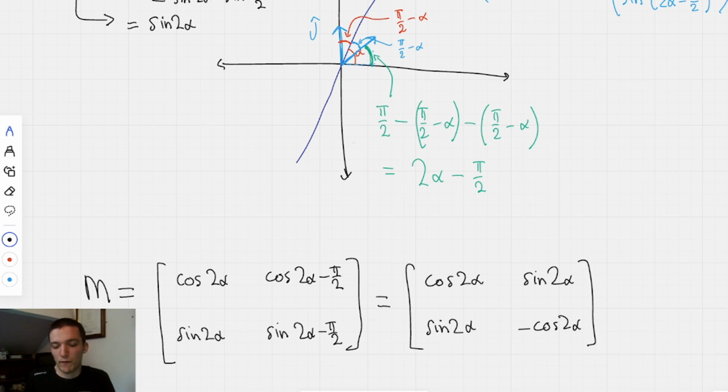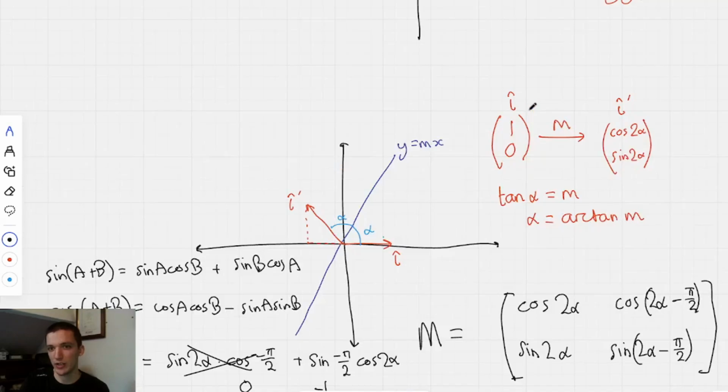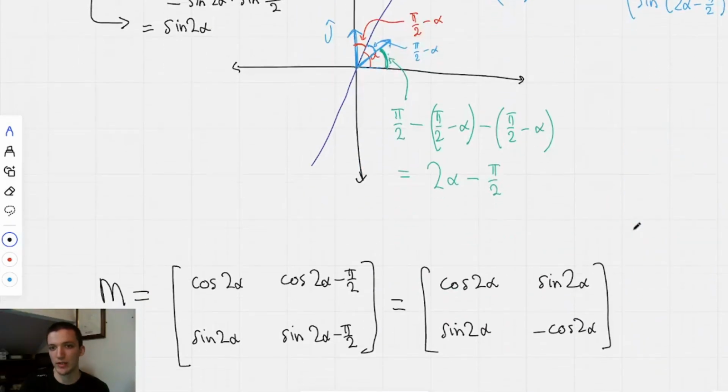Now if you know your reflection matrices, this looks a lot like a reflection. That's because it essentially is. It is a reflection in y equals mx, where alpha is based on the gradient, like so. Alpha is the arctan or inverse tangent of the gradient m.